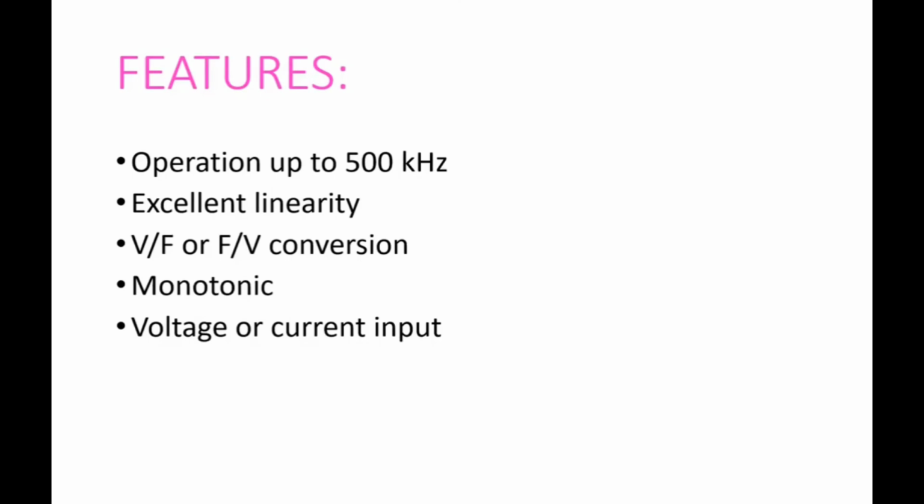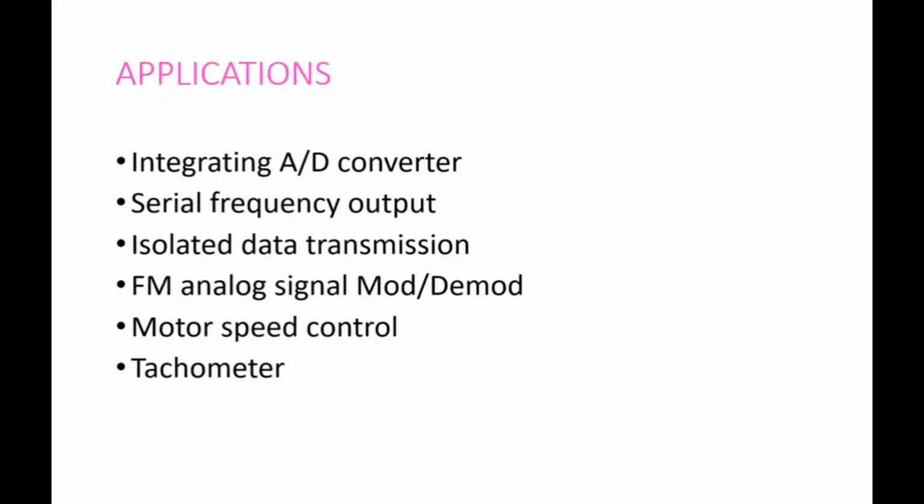Features of the voltage to frequency converter: it operates up to 50 kHz, has excellent linearity, voltage to frequency conversion or frequency to voltage conversion are possible, it is monotonic, and it has voltage or current input. Applications: it is used in integrating analog to digital converters, serial frequency output, isolated data transmission, FM analog modulation and demodulation, motor speed control and tachometer.